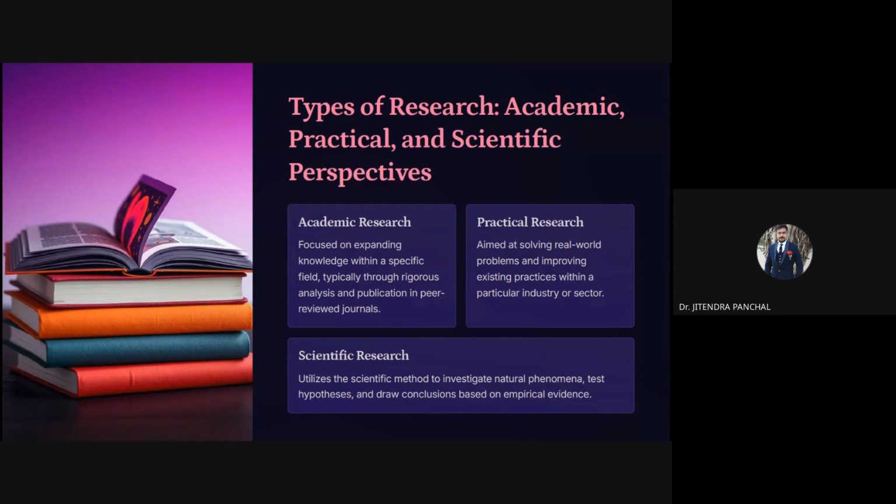Here we basically have three types of research: academic, practical, and scientific perspective, right? The first, academic research, generally focuses on expanding knowledge within a specific field, typically through rigorous analysis and publication in peer-reviewed journals. This kind of research you find mostly in higher education institutes, right? Those who do research publication are publishing Q1, Q2, Q3 research papers, right? So that is known as academic research, right? They even find theorems and try to find shortcut methods for calculation and all these things. So these are known as academic research.